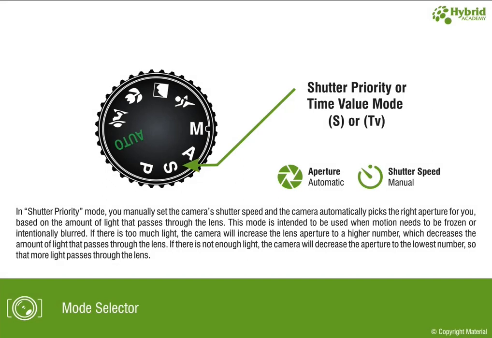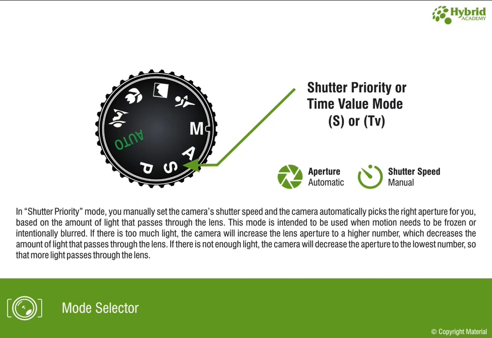Next we have the shutter priority or time value mode. In shutter priority mode, we manually set the camera shutter speed and the camera automatically picks the right aperture based on the amount of light that passes through the lens. This shooting mode is intended to be used when motion needs to be frozen or intentionally blurred.